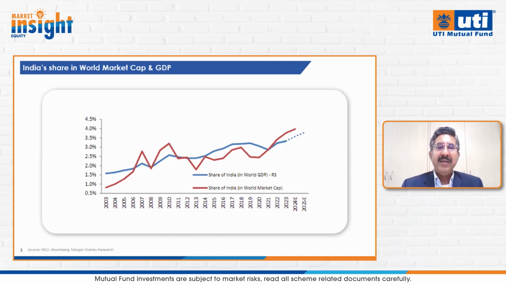So the blue line here is basically India's share of global GDP. We are tracking this number from 2003, so almost 20 years of data. The red line is basically India's proportion of world market cap, again from the same time period. Whenever the red line jumps over the blue line, these are phases when the Indian markets become expensive in context of global markets. Whenever the red line slips below the blue line, these are phases when you can say that India is relatively cheap compared to the world markets.